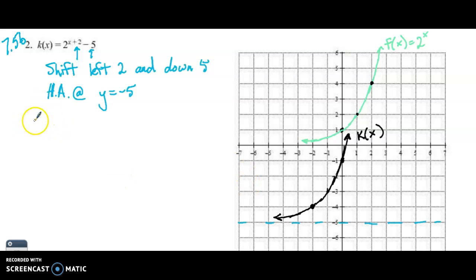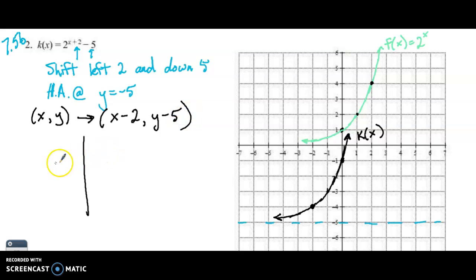So otherwise, what I would like to see is the rule. I kind of did this not the way I wanted to do it, so let me fix that. Erase right here. There we go. I want to see the rule written out like this. Left 2 means x minus 2, and down 5 means y minus 5. So when we compare some of the points, I don't need to see more than 3 points. I think 3 is good enough.